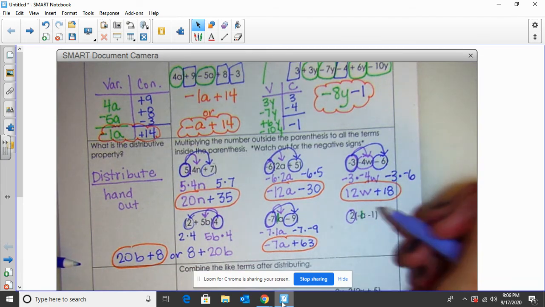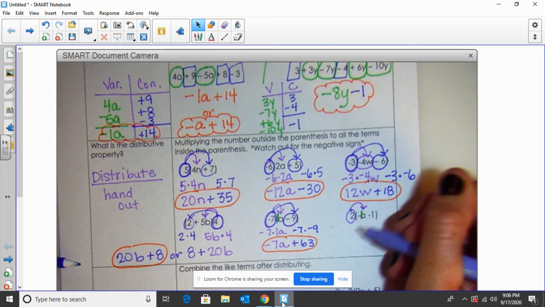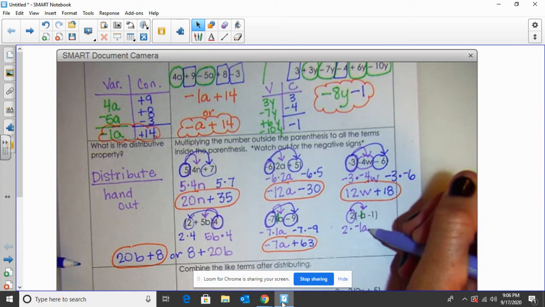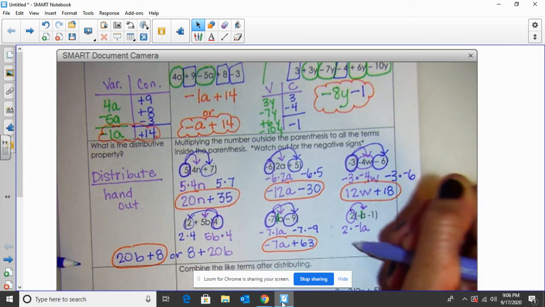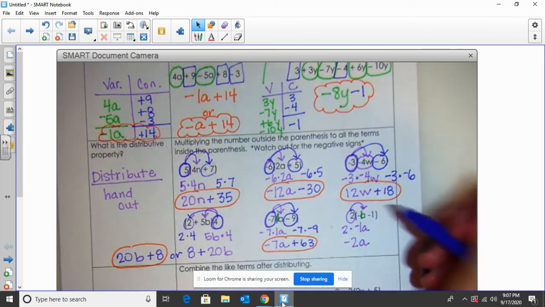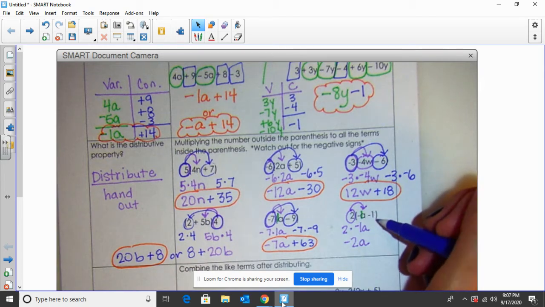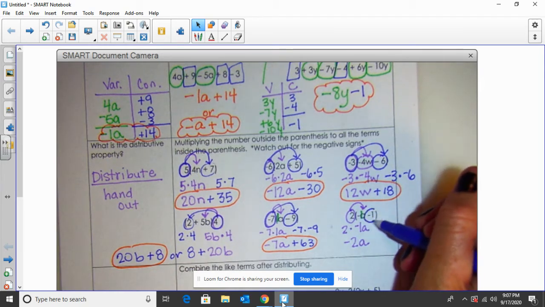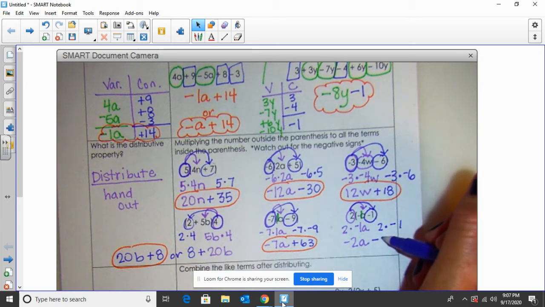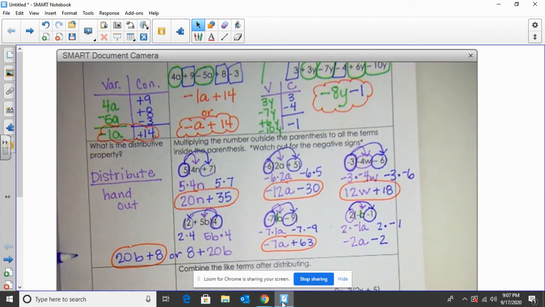Find the guy outside the parentheses, and he's who you multiply to, everybody. So this is 2 times -1a. 2 times -1 is -2, keeping the variable. If I pull this 1 out of the problem all by itself, I take that minus sign with it. So it's really saying 2 times -1, and +2 times -1 is a -2.